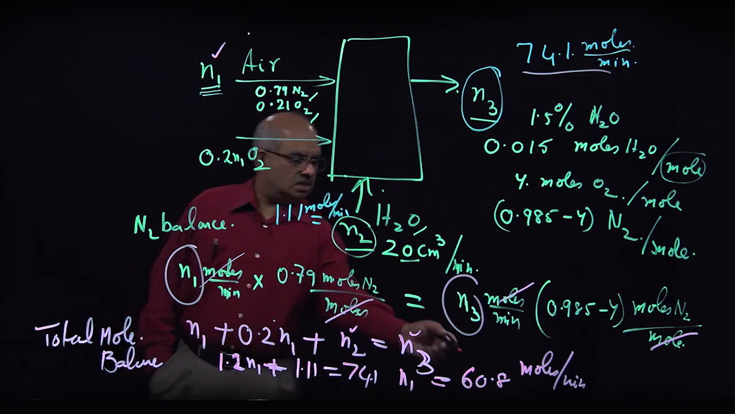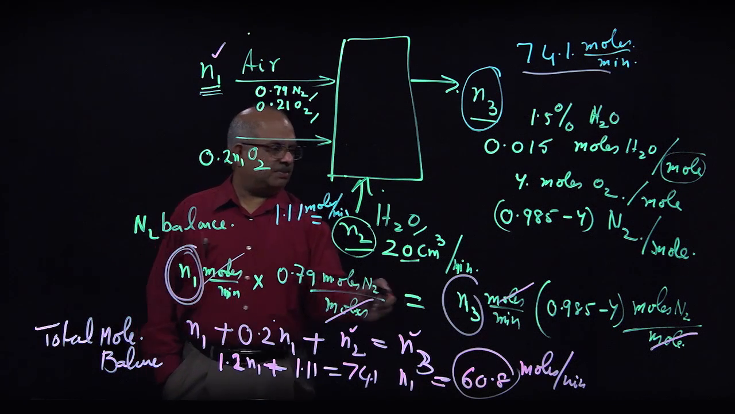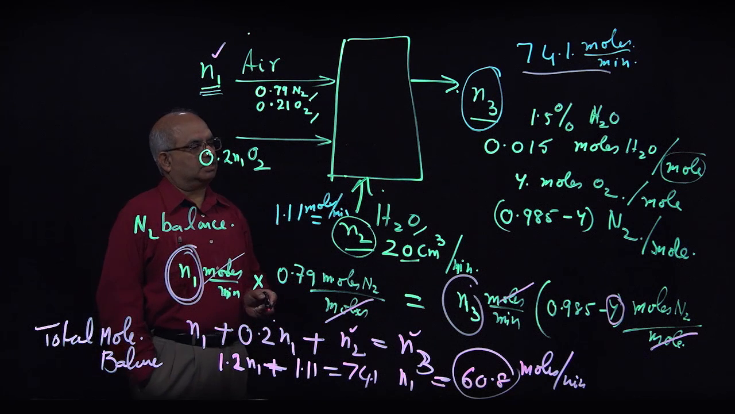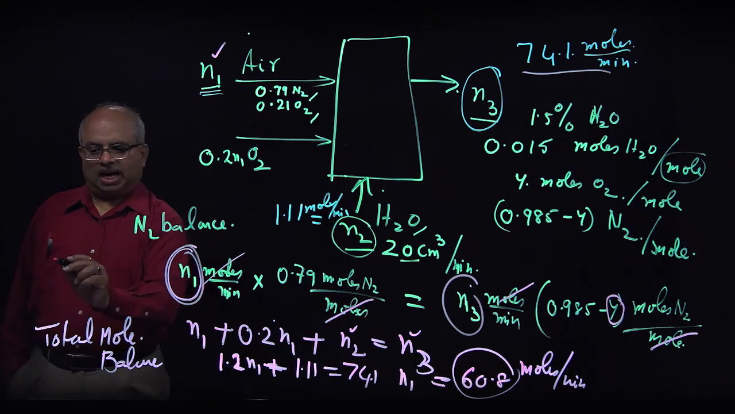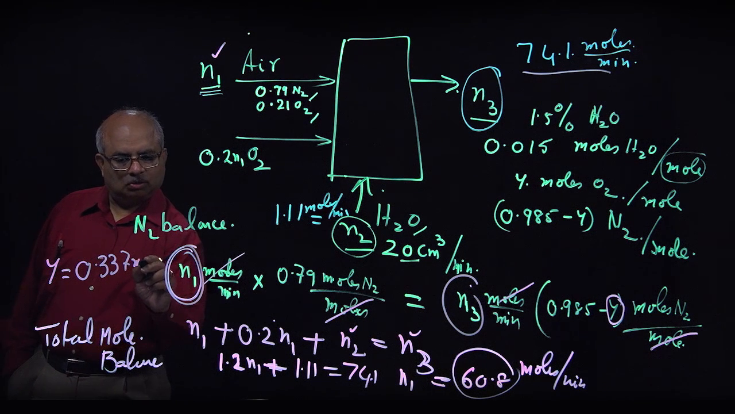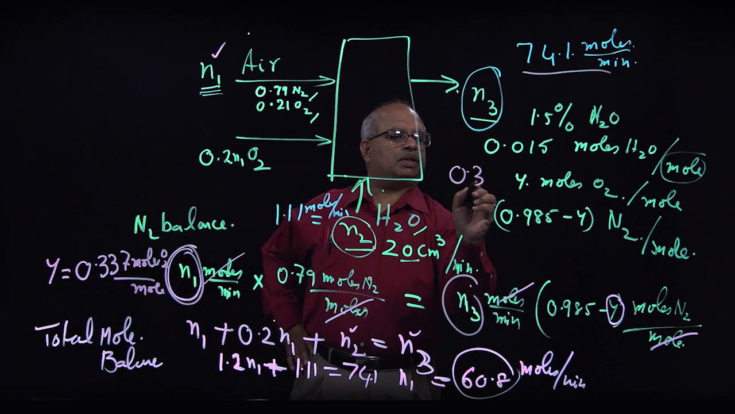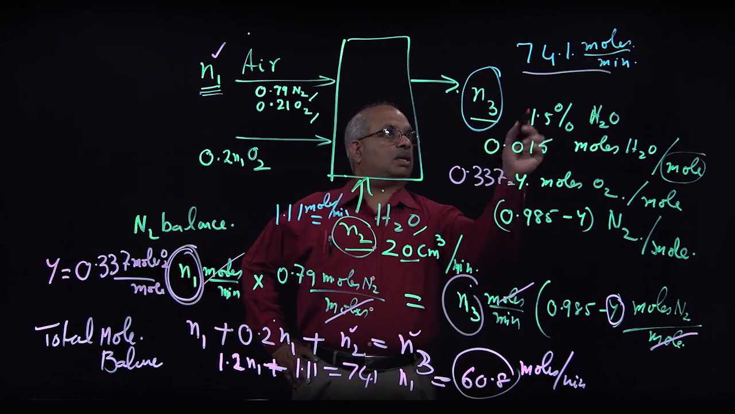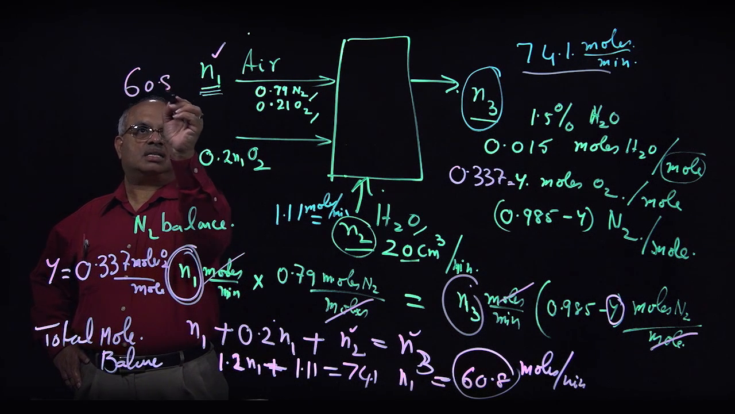So now that we know N1, what we can do is stick that N1 here, and 0.79 times N1 must be equal to N3, which is 74.1 times this, and we can calculate Y. All right, and if we did that, just mathematical juggling here, Y would come out to be 0.337 moles of O2 per mole. So this one would be 0.337, that will be moles per mole. And N3 we have already calculated, N2 we have already calculated, N1 now we have, that is equal to 60.8 moles per minute.